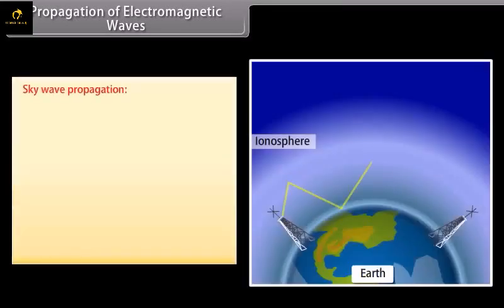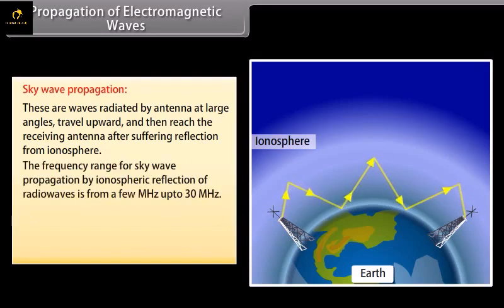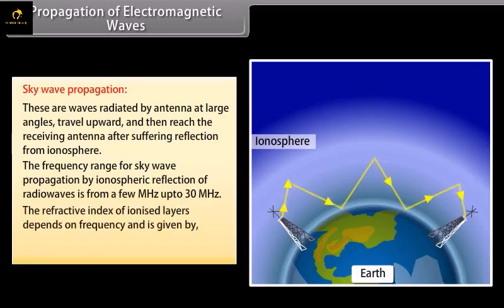Sky wave propagation. These are waves radiated by an antenna at large angles that travel upward and then reach the receiving antenna after suffering reflection from the ionosphere. The frequency range for sky wave propagation by ionosphere reflection of radio waves is from a few megahertz up to 30 megahertz. The refractive index of ionized layers depends on frequency and is given by the square root of 1 minus 81 upon f square.